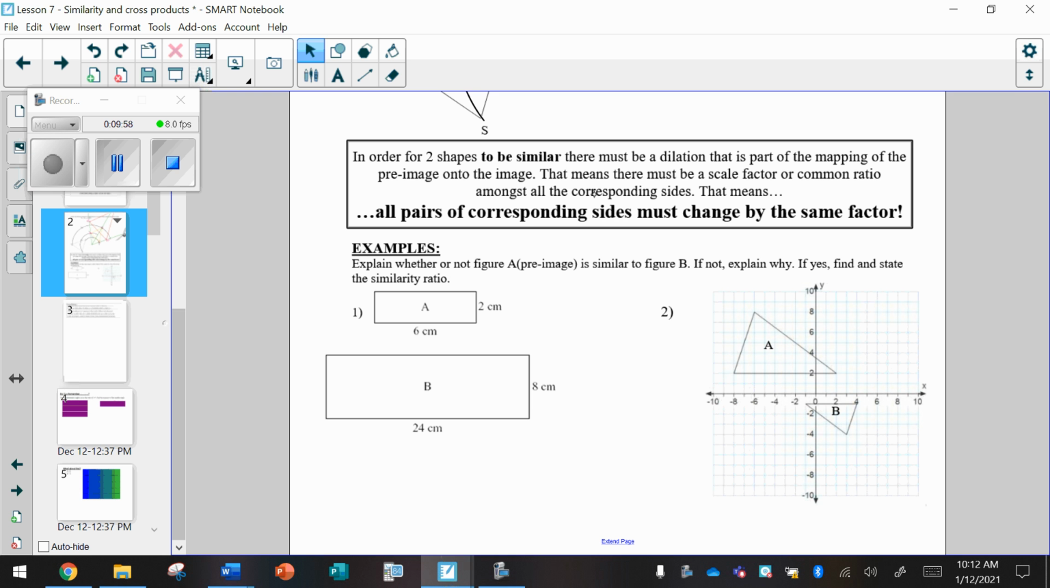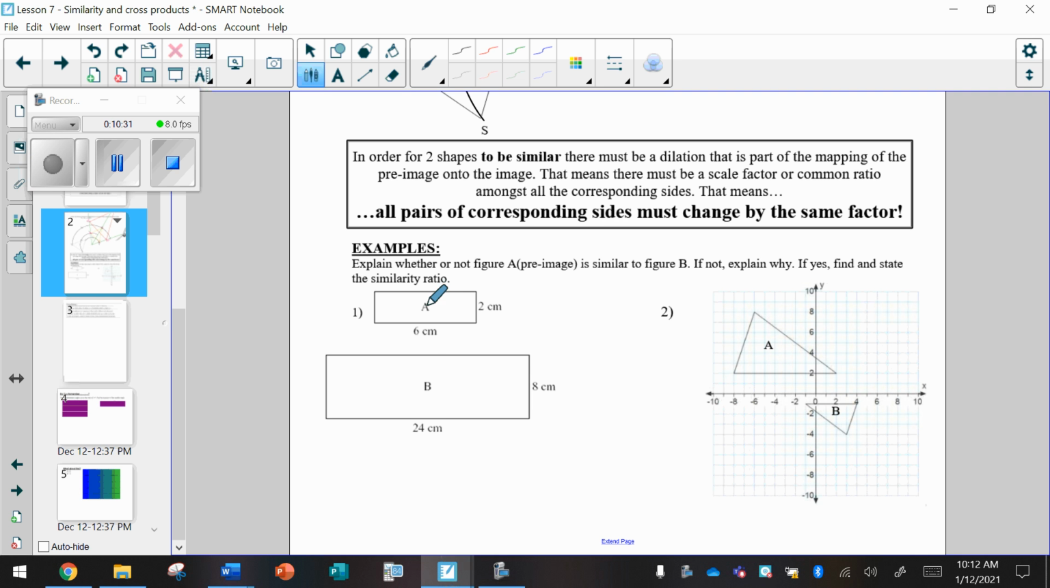That means there must be a scale factor or a common ratio amongst all the corresponding side lengths. That means all pairs of corresponding sides have to change by the same scale factor. Using the idea of our scale factor, and knowing that all sides have to change using the same scale factor, that's the way we can test to see if two shapes are similar. We can check to see if the ratios are equal between the corresponding sides. So let's try a couple of those just so you can see what I'm talking about.